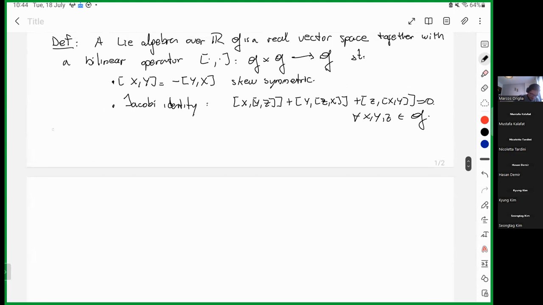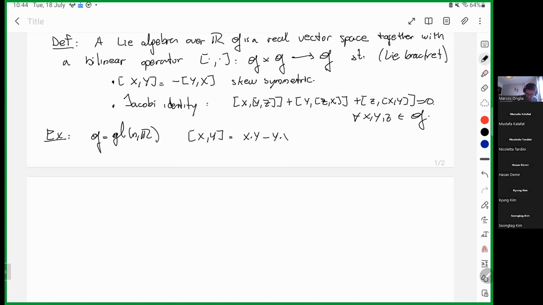Okay, example. So here, this example is just if you take GL(n, R), so any matrix, and the Lie bracket. So this guy is called the Lie bracket, and the Lie bracket here is just the commutator. So you can check that this is skew symmetric and satisfies the Jacobi identity.